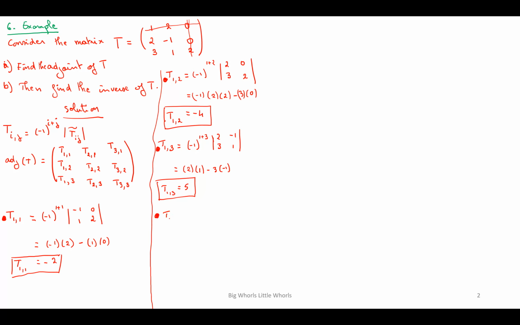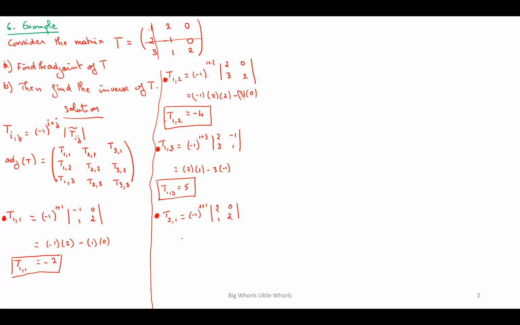T21 equals minus 1 to the power of 2 plus 1, the minor of deleting the second row and the first column. Okay, we are left with 2, 1, 0, 2.